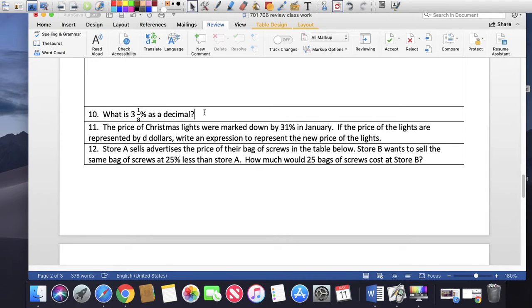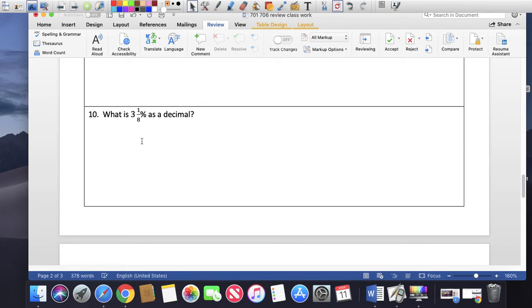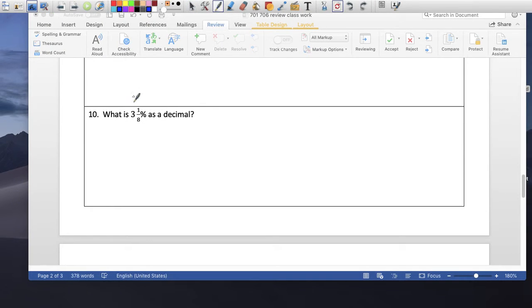What is 3 1/8 as a decimal? So the first thing I would do is write 3 1/8 as a decimal. If you divide 1 divided by 8, it's 0.125. So this is the same thing as 3.125.